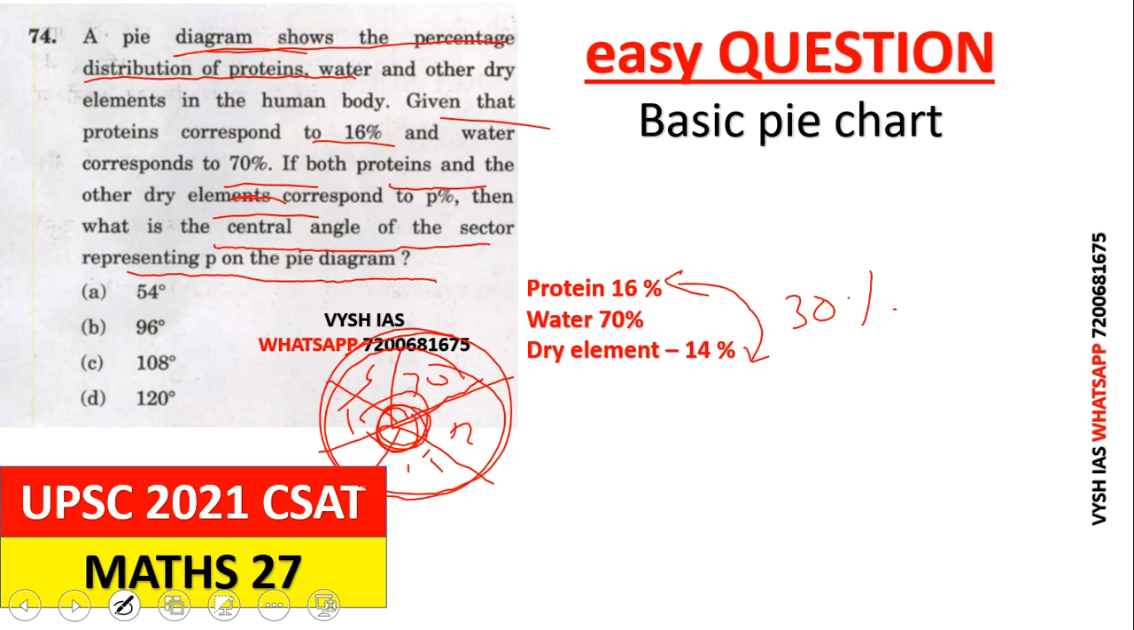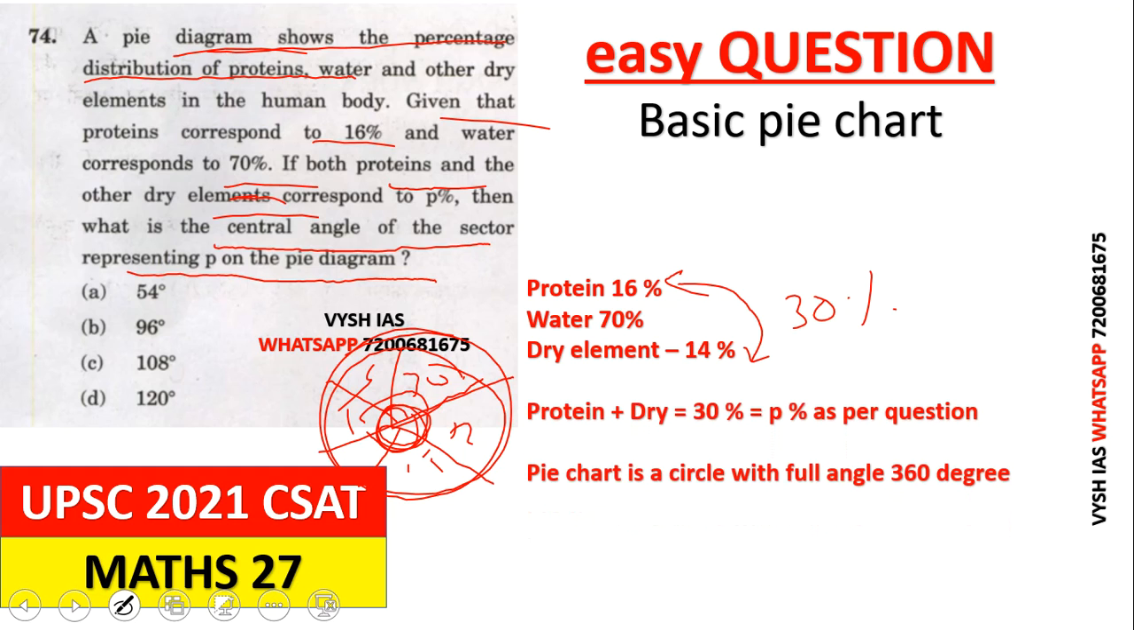So for this, you don't have to draw a pie chart and all, you just have to have common sense. A pie chart is a circle of 360 degree, I told you. Any pie chart you take, 100% is this plus this plus this plus this, which is equal to this angle plus this angle plus this angle, which is 360 degree, right? We already know protein plus dry is equal to 30% as per the question, and they're asking only how much angle they will make.